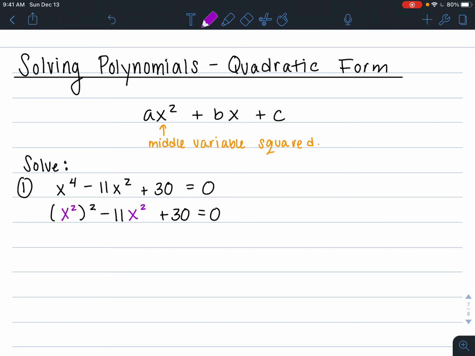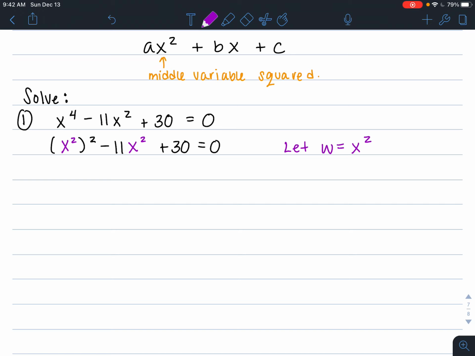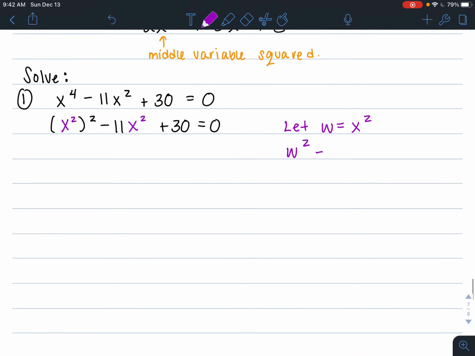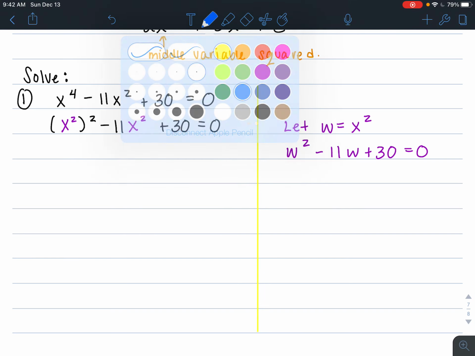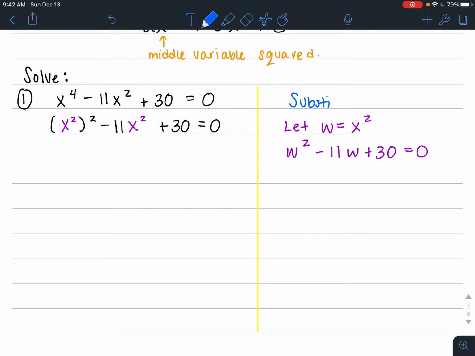I'm going to show you two ways to do this because some people are really comfortable with just rewriting it and then solving it like this, and other people this makes really uncomfortable. So I'm going to show you both methods simultaneously. Over here, let's let w equal x squared. Then x squared squared becomes w squared minus 11w plus 30 is equal to 0. That might be a little bit more comfortable for you. This method is called substitution.